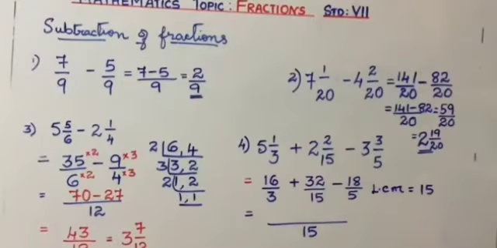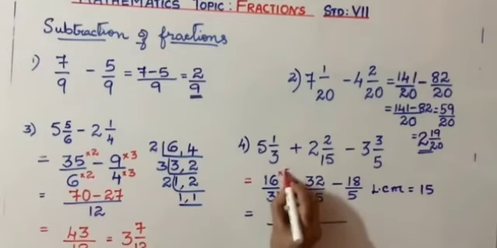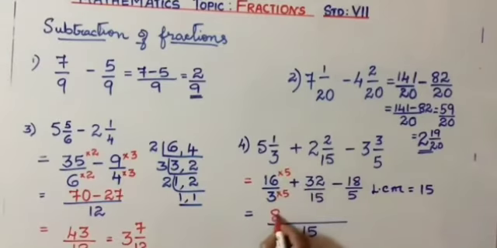Many children forget, they convert the denominators but they forget to convert the numerators. Please do not make that mistake. So here we have 3 into 5, 15. What is 16 into 5? It is 80. Agreed?